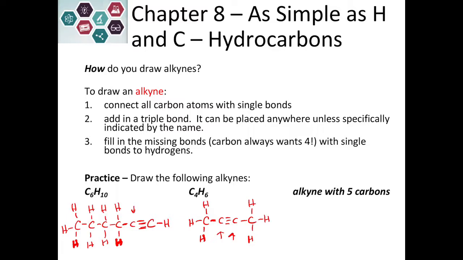Go ahead and pause the video and see if you can draw an alkyne with 5 carbons. So for 5 carbons, again, put your triple bond anywhere. Yours could be in a different spot. Fill in your hydrogens so that all carbons have 4 bonds. And in doing so, you will find that you used 8 hydrogens, and that makes sense because if we use our formula, we have C5H8, 2n minus 2.